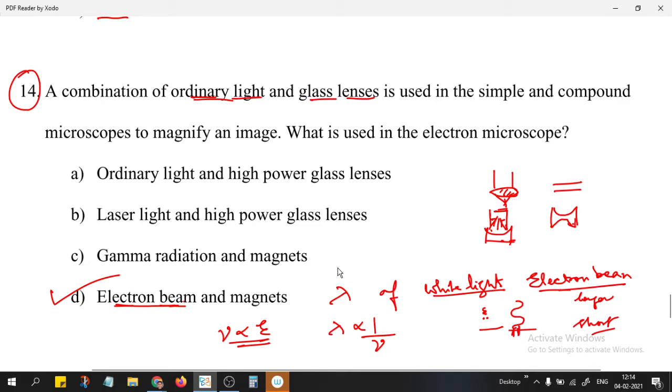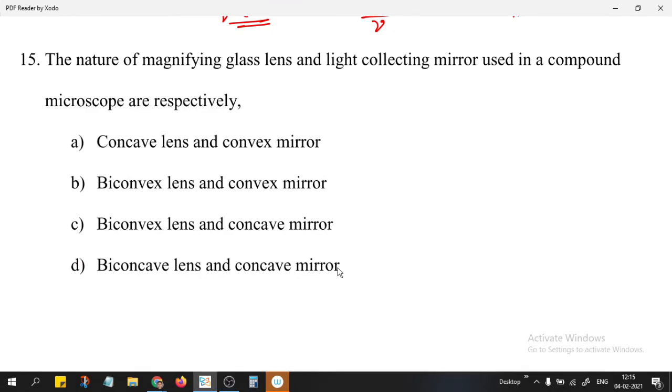These magnets, because electrons have negative charge, can be used to shape the beam. Okay, next. The nature of magnifying glass lens and light collecting mirror used in compound microscope are respectively. Option C. Convex and concave. Correct.